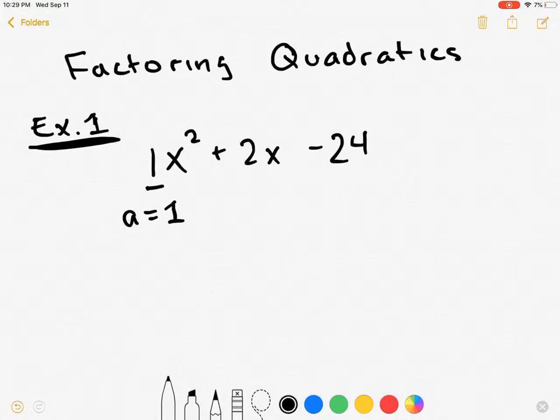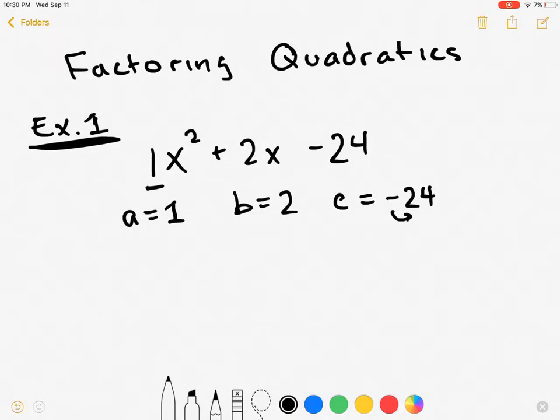In this case, the coefficient for our quadratic term is A, and in this expression it's going to be 1. Our middle term, the linear term, has a coefficient B, and in this case it's 2. C is our constant, and our constant is negative 24 in this one. Remember, you want to include the sign that goes with the term to the right.